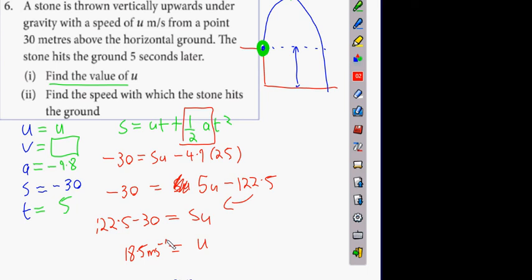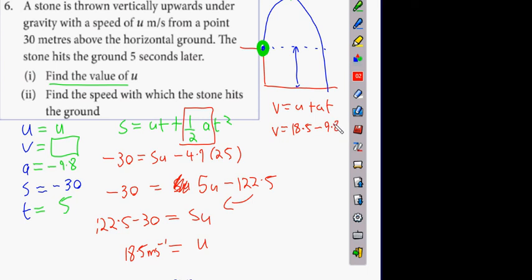Stone hits the ground, we have to find out what V is. So let's say V equals U plus AT. V equals U, which is 18.5 going upwards, minus gravity, which is minus 9.8.